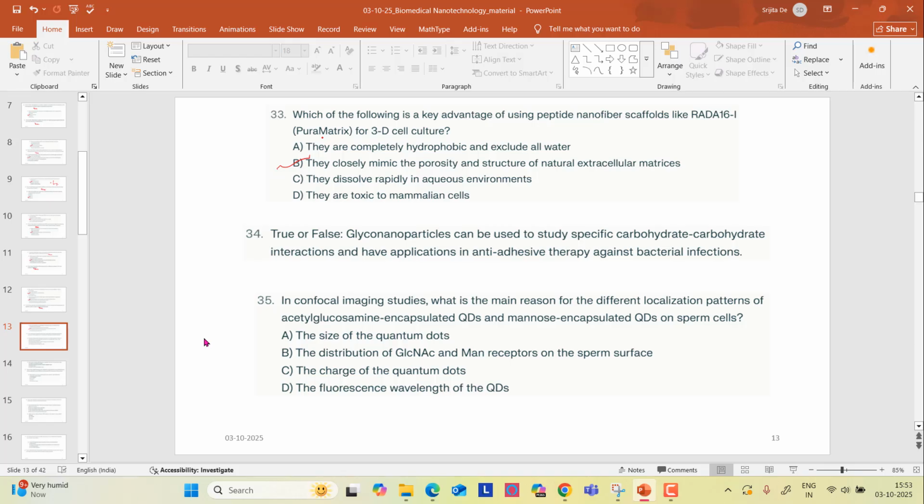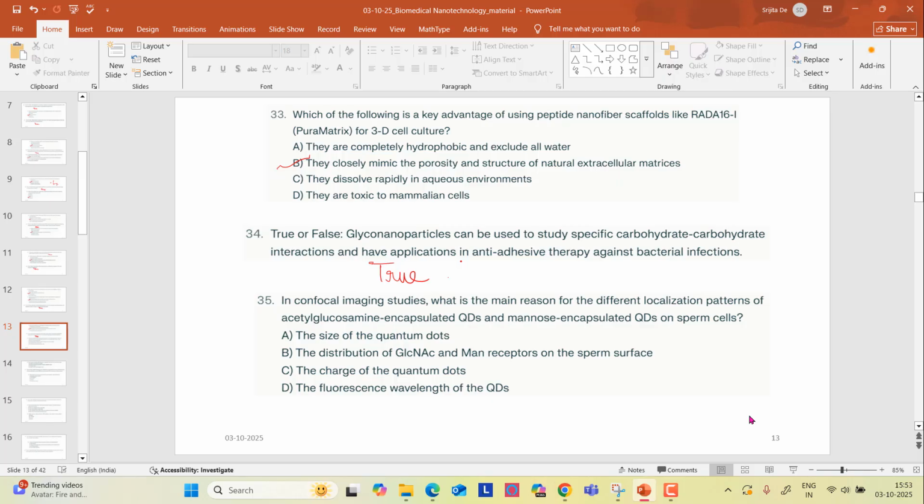Next, glyconanoparticles can be used to study specific carbohydrate interactions and have applications in anti-adhesive therapy against bacterial infections. So glyconanoparticles are nanoparticles coated with glucose or glycogen kind of carbohydrates, right? So it is true. They are used for this carbohydrate interaction. So it is true.